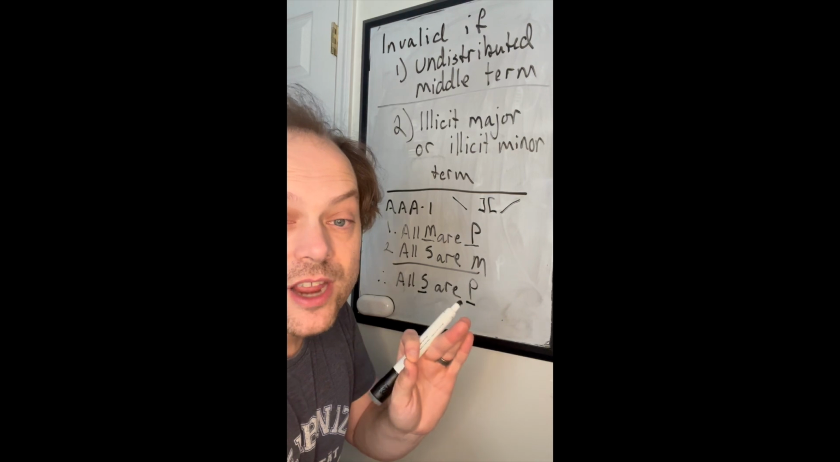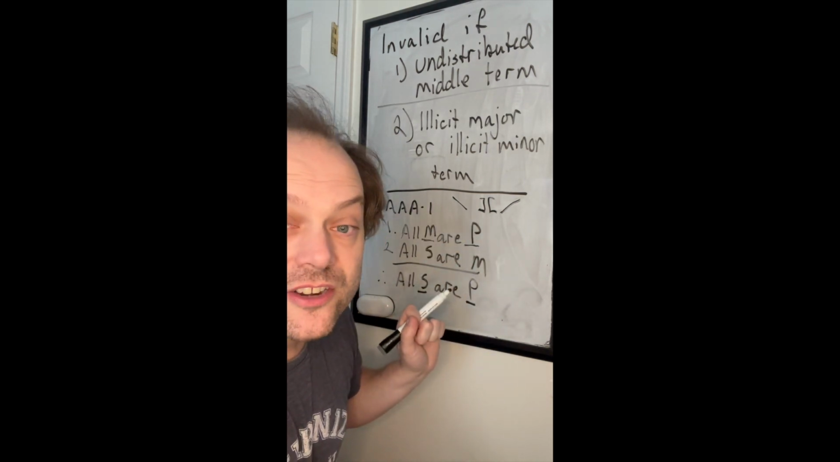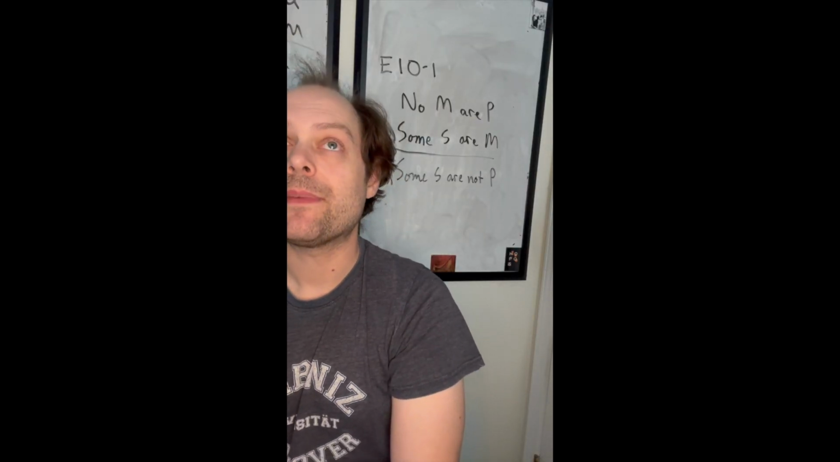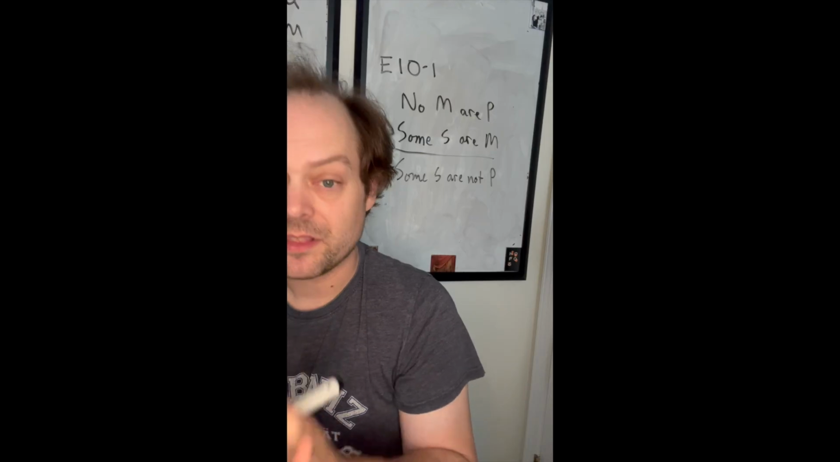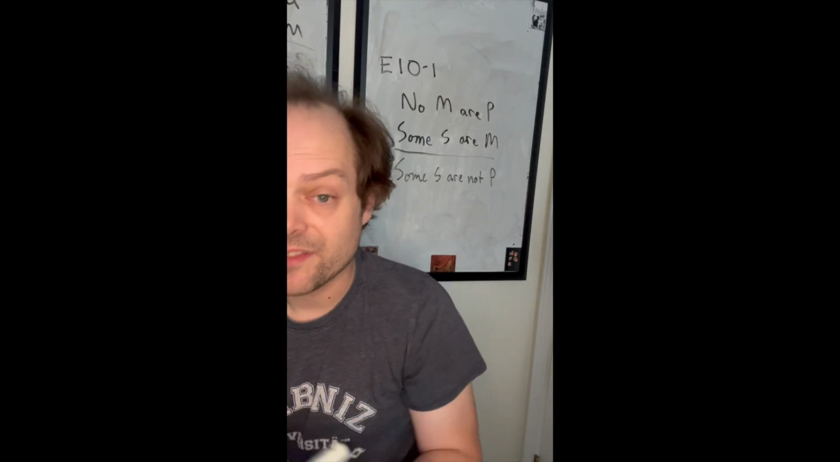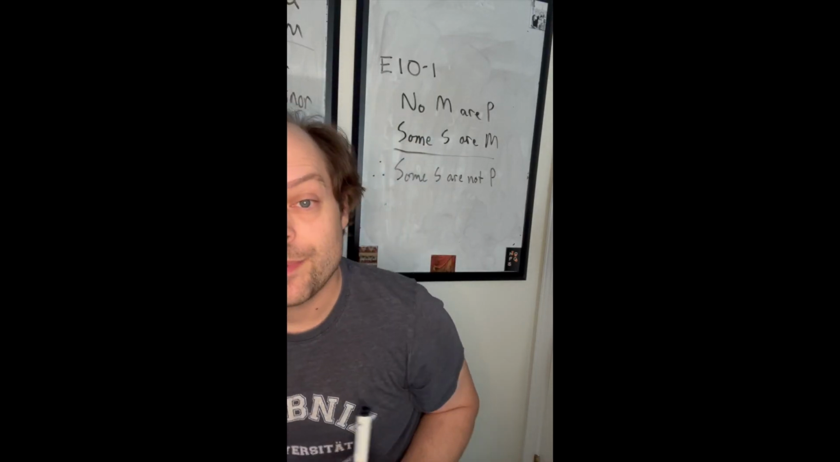The subject of an A proposition is distributed. With an A proposition, we say something about all the members of the subject, but we don't say something about all the members of the predicate. When I say all S are P, it says something about all the S's. It doesn't say something about all the P's. Now, what about E, I, and O?